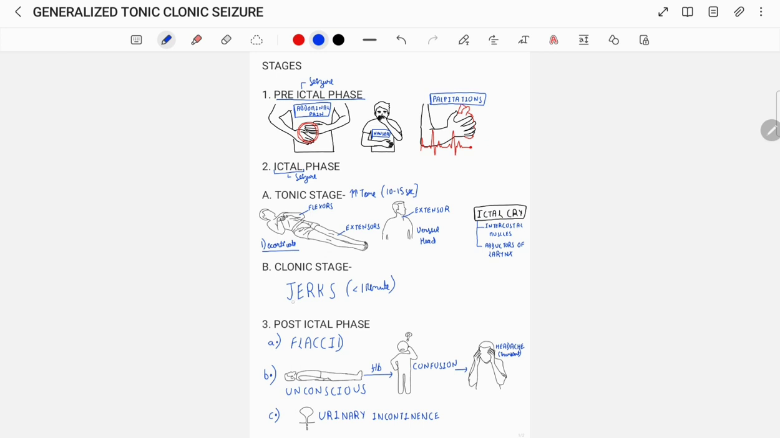Once the jerks are over, the patient lands in the post-ictal phase, wherein he or she goes into flaccidity. Initially, the patient is unconscious. On regaining consciousness, the patient is confused, and then there is a headache lasting for some time. Also, the patient experiences urinary incontinence.